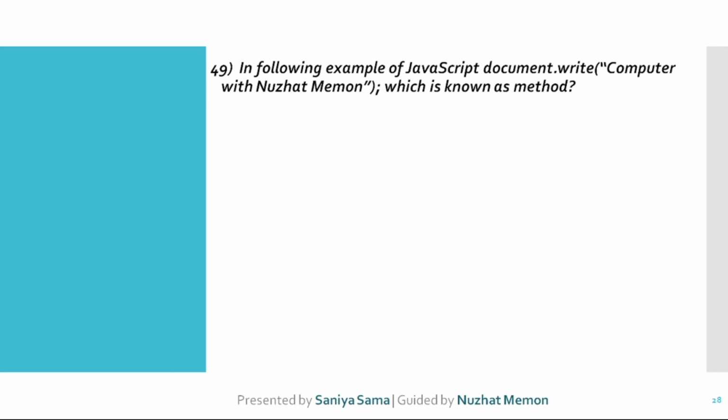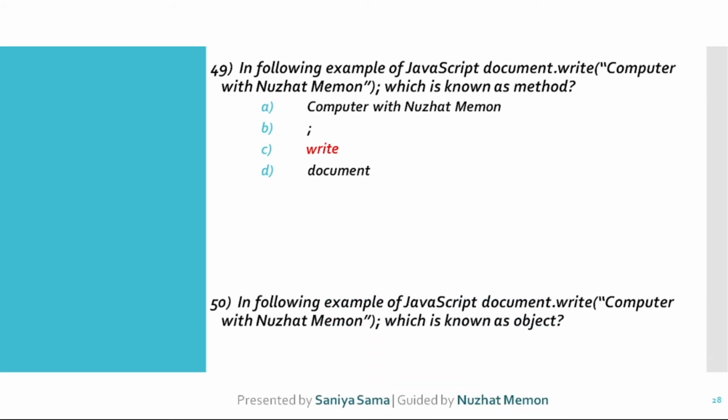49. In the following example of JavaScript document.write, computer with Nuzhat Memon, which is known as method. Option A computer with Nuzhat Memon, option B semicolon, option C write, option D document. The answer is write.